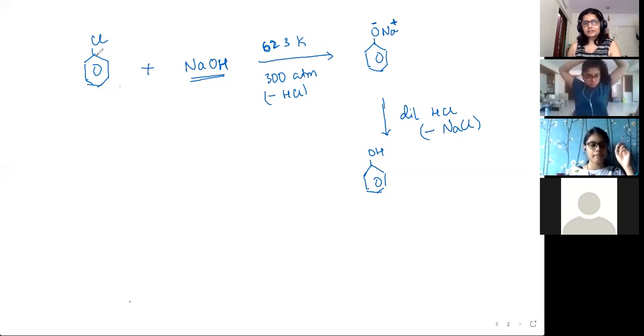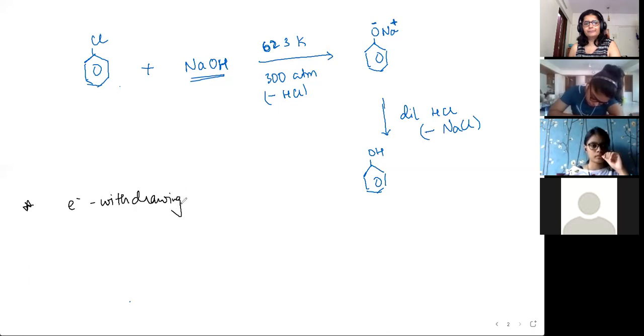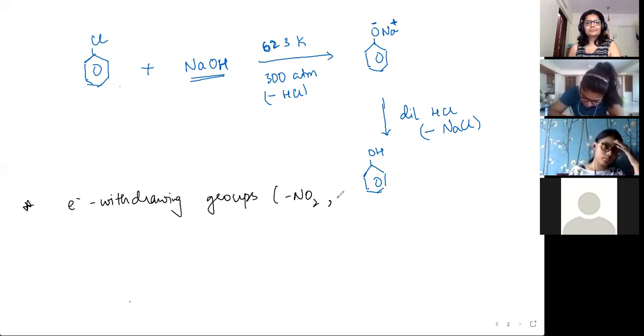This particular reaction is with pure chlorobenzene. Again, special cases, in case you have any electron withdrawing groups. Examples of electron withdrawing groups, you remember? NO2, yes, awesome. COOH, absolutely. Another one is the nitrile group. CN is also electron withdrawing. A few examples.